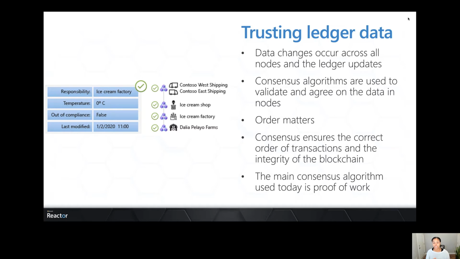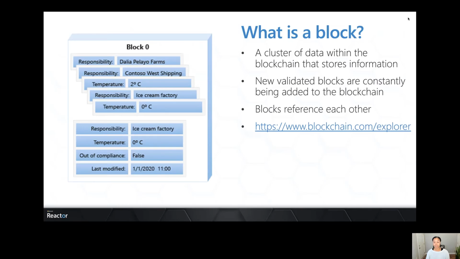Consensus assures the correct order of transactions and the integrity of the blockchain. As part of consensus, a group of transactions is validated as a block, and the network must agree if the block should be included in the blockchain or not. The main consensus algorithm used today is called proof of work. Proof of work is commonly used for public blockchains like Bitcoin and Ethereum, and I'll get into that a little bit later in this talk.